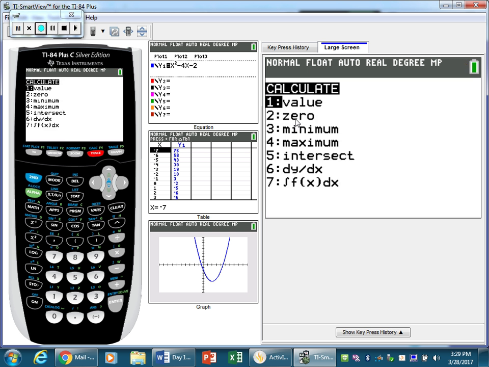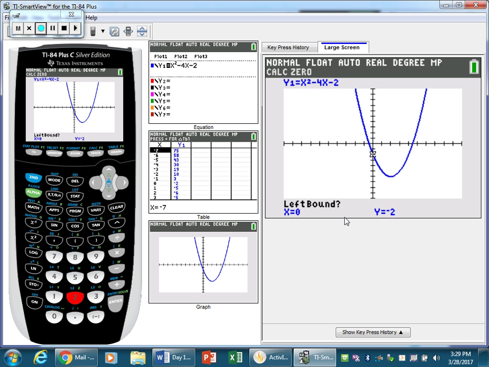And you'll get this screen, and here's 0. So you hit number 2. So here's your little cursor. It's blinking. And what you want to do is go to left bound. Now here's our first 0, and I like to just do the leftmost 0 and then the rightmost. So we need to be to the left of that point. So I use my cursor.